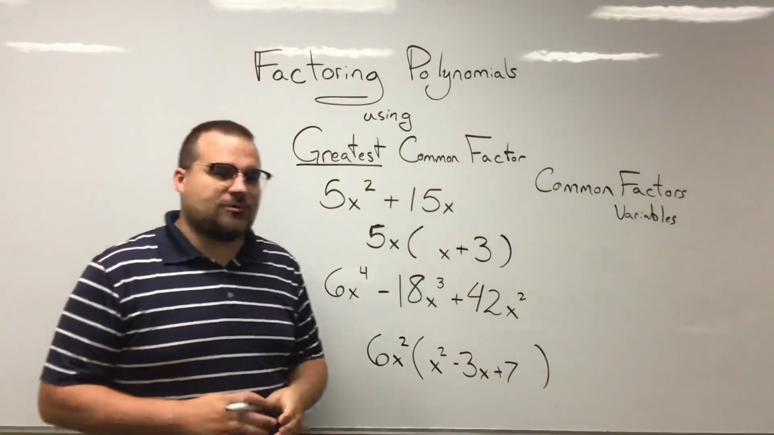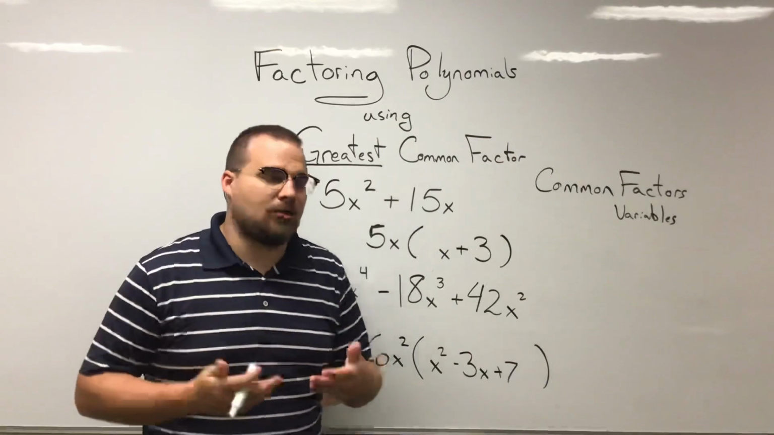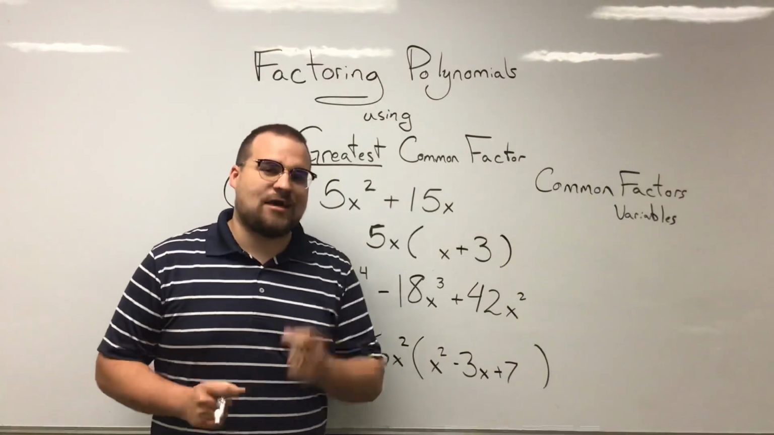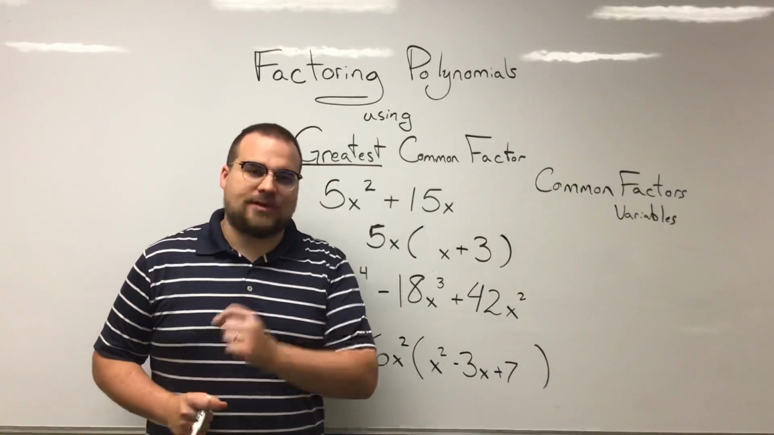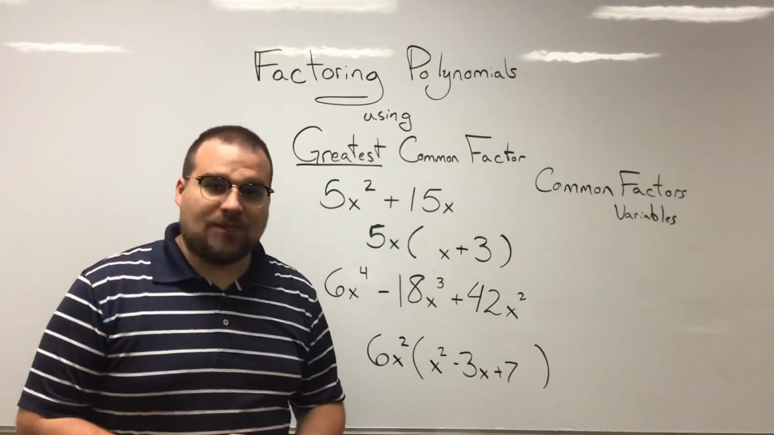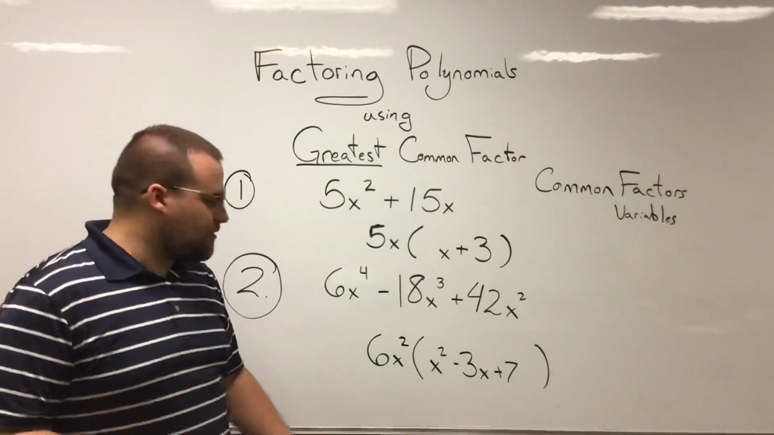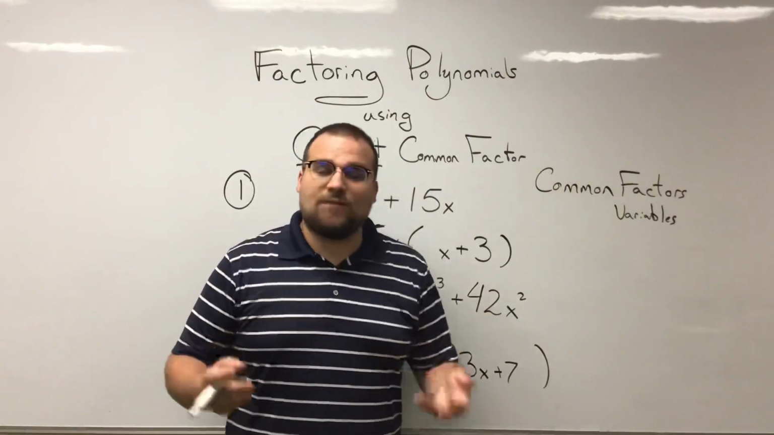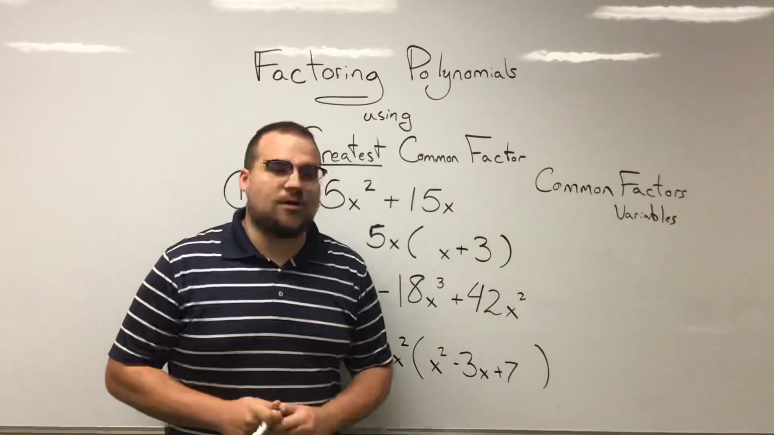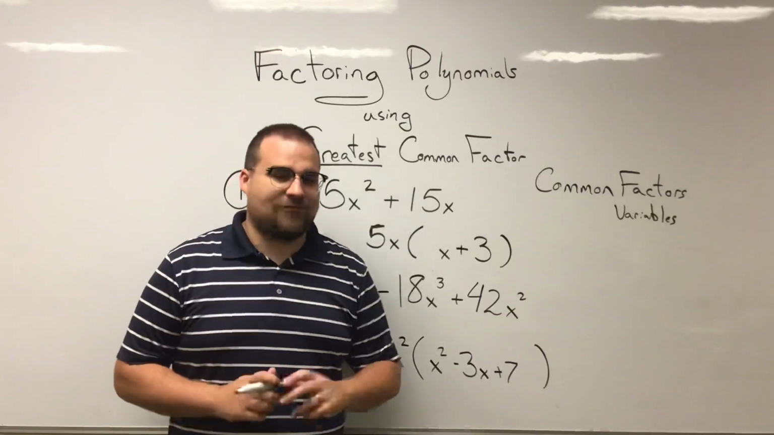The greatest common factor method is often our starting point anytime we have a polynomial we want to factor. You always want to ask yourself, can I factor it with a greatest common factor? It's not always going to be the ending point of a problem. Sometimes you're going to take out your greatest common factor and realize what you have left can still be factored using another one of our methods. We'll talk about those other methods in another video. But again, this is always your starting point, every time.